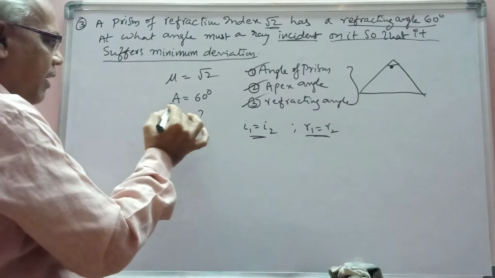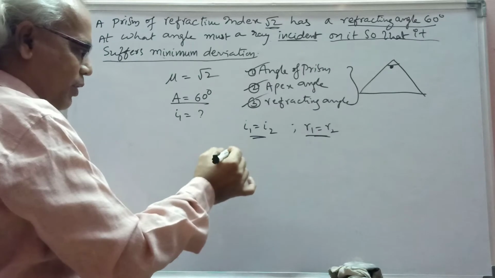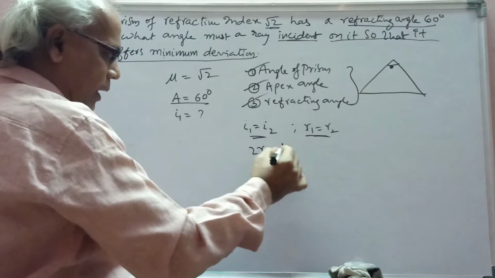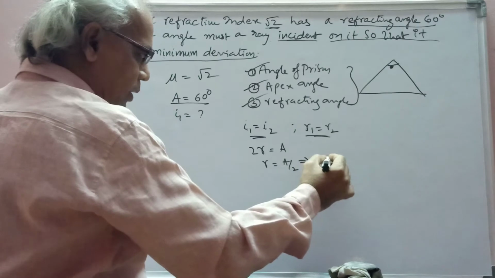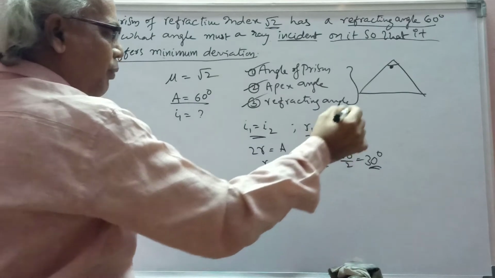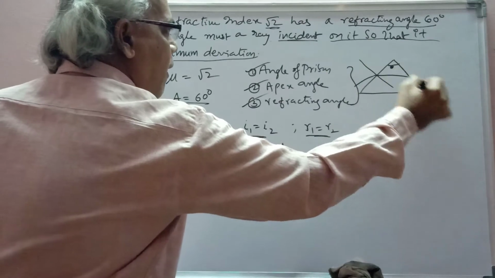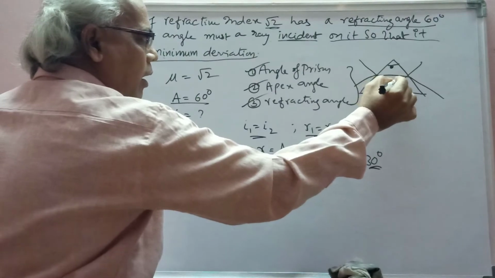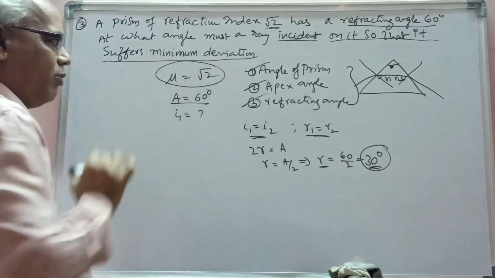So the angle of prism is given. We know the condition for minimum deviation: I1 is equal to I2 and R1 is equal to R2. So 2R is equal to A, R is equal to A by 2, that implies R is equal to 60 by 2, that is equal to 30 degree. So the angle of refraction, R1 and R2, is 30 degree, and the refractive index value is also given.